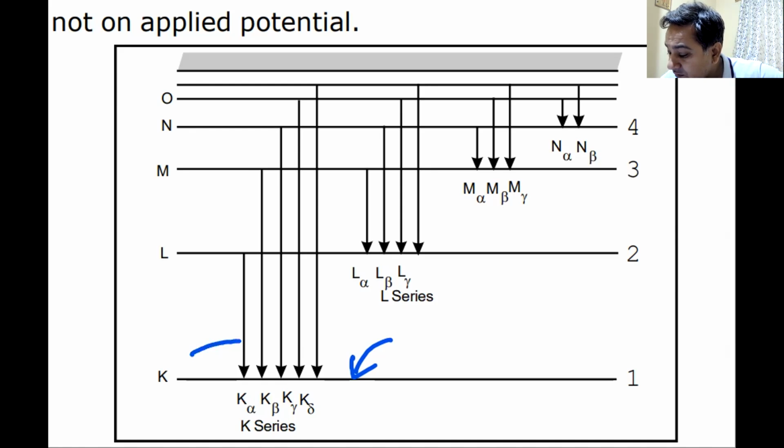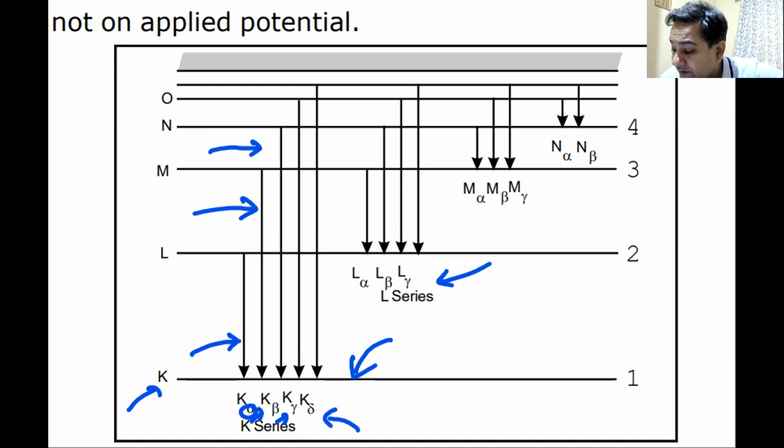The first line is from number 2 to number 1. That is known as alpha. That is known as K alpha series. If it jumps from n is equal to 3 to 1, it is known as beta series. Do we understand this? Yes, sir. If it jumps from the 4th, it will be known as gamma. If it jumps from the 5th, it will be known as delta. Do we understand this? Yes, sir. This is all about K series.